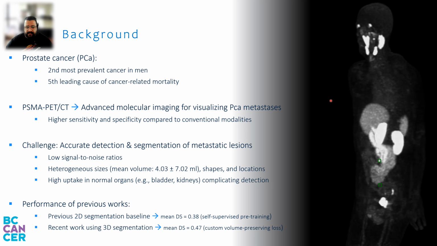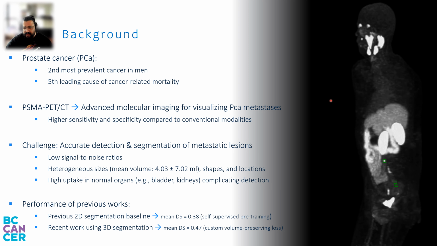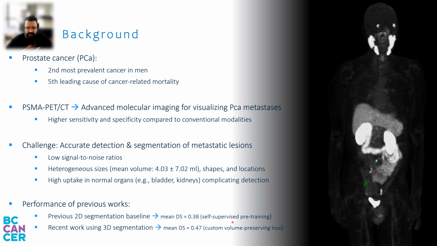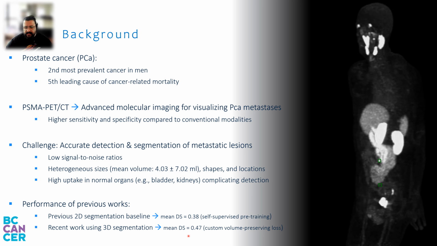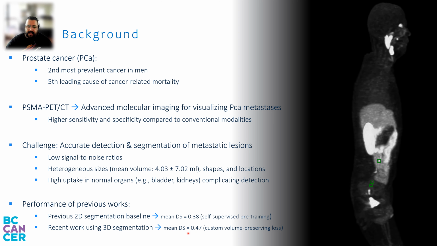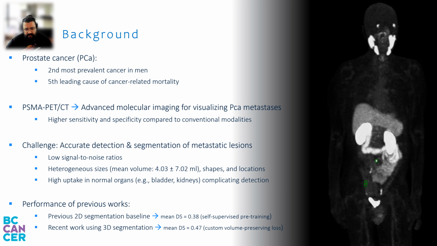For example, the performance of the segmentation methods on the same dataset that we worked on has been really low so far. Using 2D methods, 0.38 was the best score, and using 3D segmentation methods, up to 0.47.